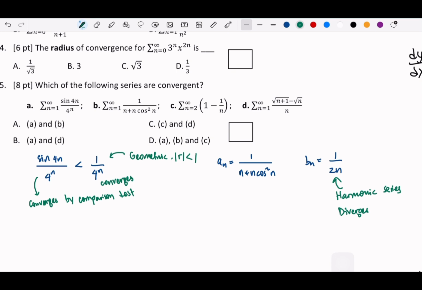Okay. And then through the same idea of the comparison test, this should be greater than or equal to 1 over 2n, right? The cosine has fractions, so that should be true. So since this is greater than this, and this diverges, then it must diverge as well, due to the comparison test.